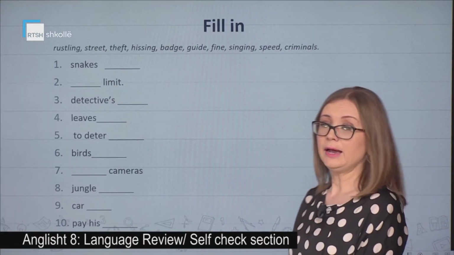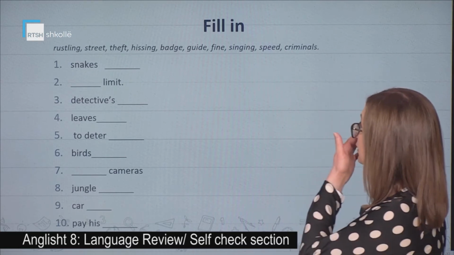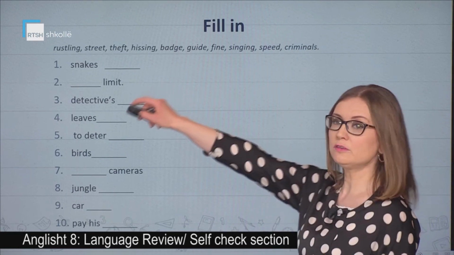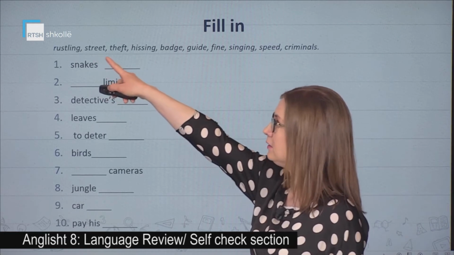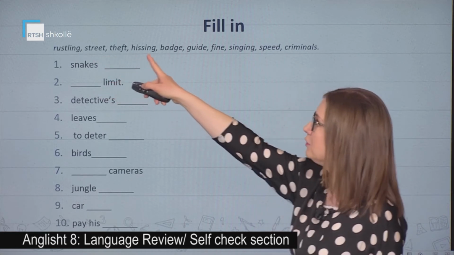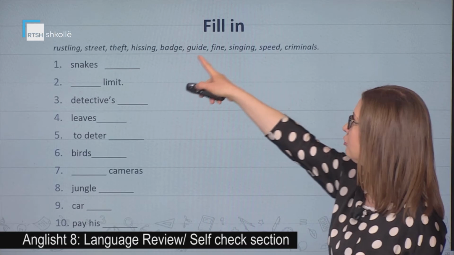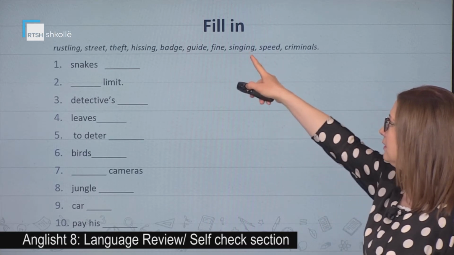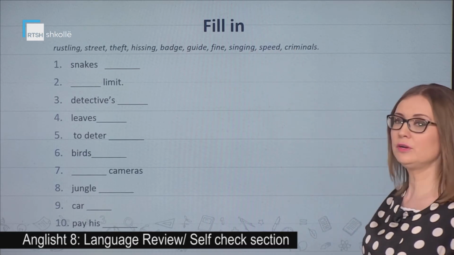So, we have some words here to fill in. And let me read the words for you. We have rustling, street, theft, hissing, badge, guide, fine, singing, speed, and criminals.